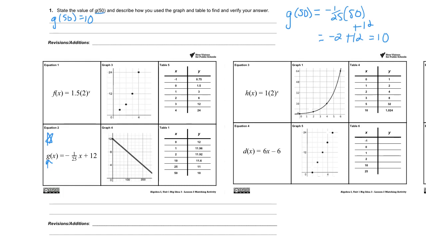I can look at this table that was included when you guys did the card sorting. These are the answers that should have gone together. So G equation 2 here, and then when we plug in 50 for X, 10 should be our answer in the Y column. Now, G of X and Y are the same thing. They're interchangeable, except we can't use Y for all 6 of these different equations because we would get confused. So G is just a label. So when X is 50, Y is 10, which is what we also got algebraically.